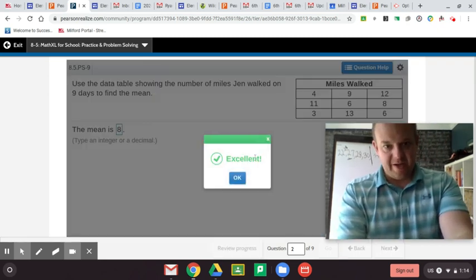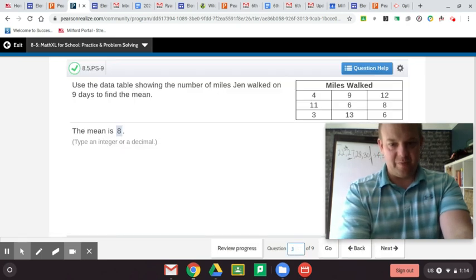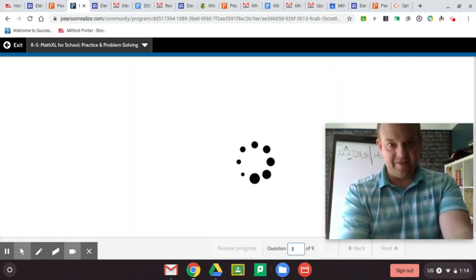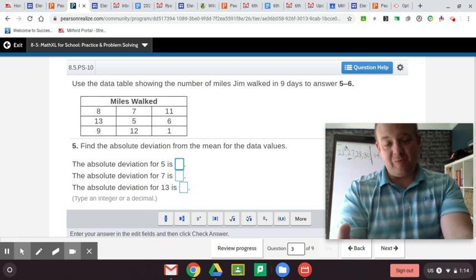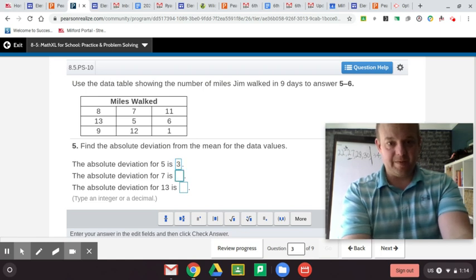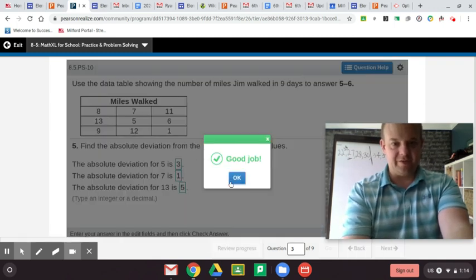Once I have the mean is 8, in your next question, there'll be the exact same numbers, I think. Are yours the exact same numbers, guys? I think mine are. Now my mean was 8, so I'm finding the absolute deviations away from 8. So 5 is 3 away from 8. 7 is 1 away, and 13 from 8 is 5 away. So the absolute deviation is 5.